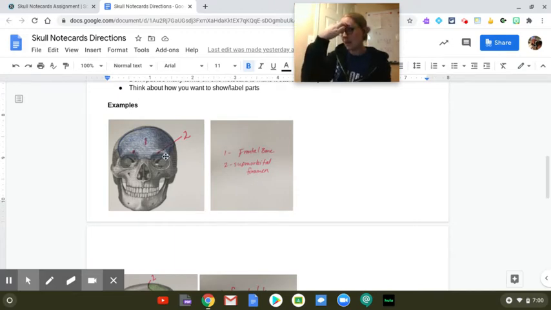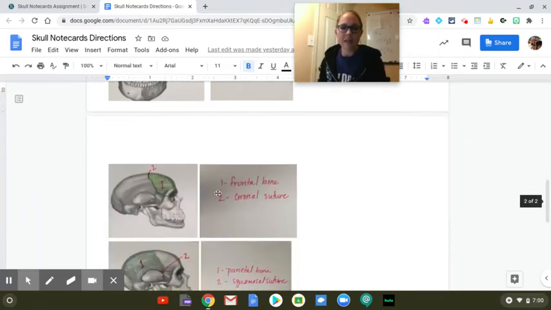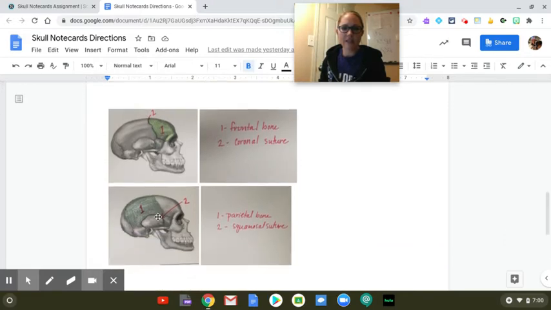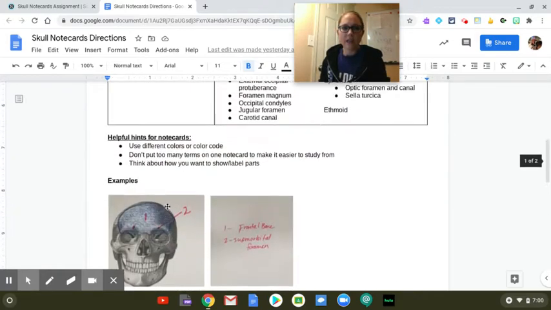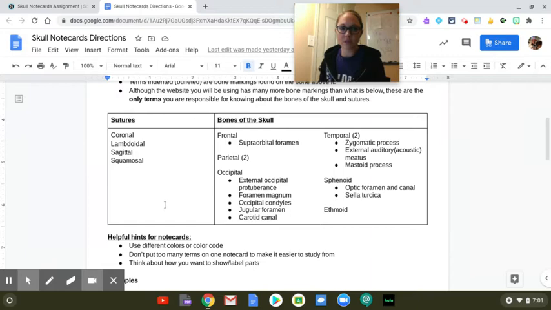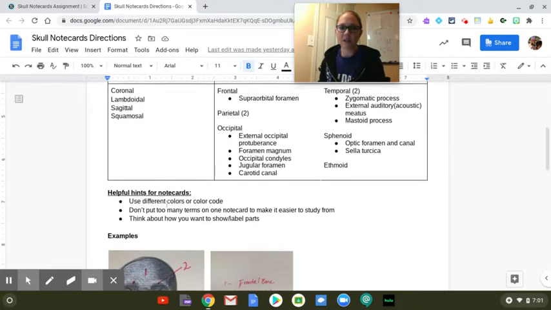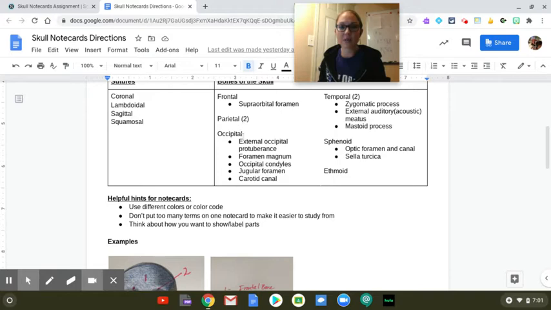There are 2. A foramen is a small hole. So there are 2 small holes right above the eye sockets that are a part of the frontal bone. And then down here, we did the frontal bone and the coronal suture. And then on this one, we did 1 is the parietal bone, and 2 is the squamosal suture. I would tend to use no more than 2 terms per page because we have lots of note cards. But the nice thing about using 2 terms per note card is that you can show where things are in relation to each other, which is important in your understanding.